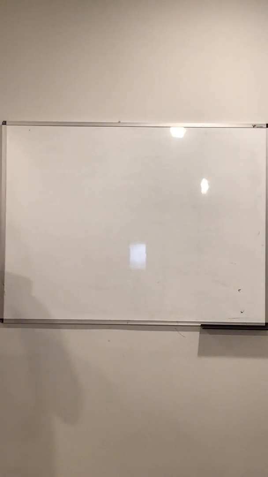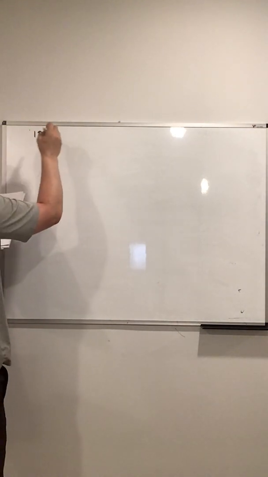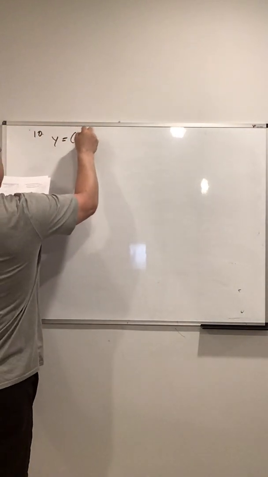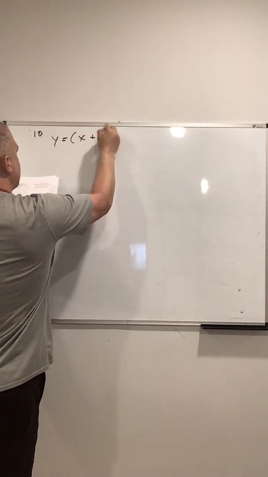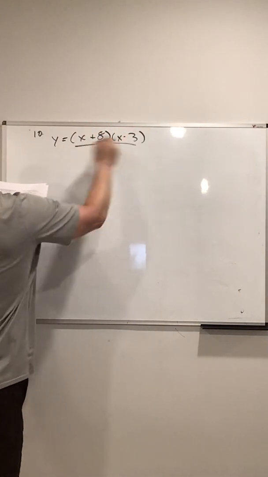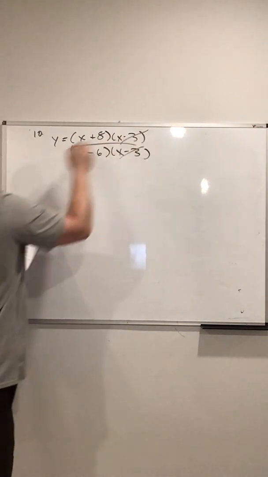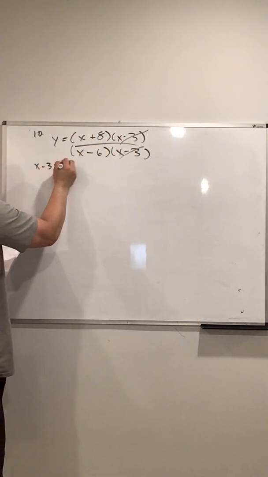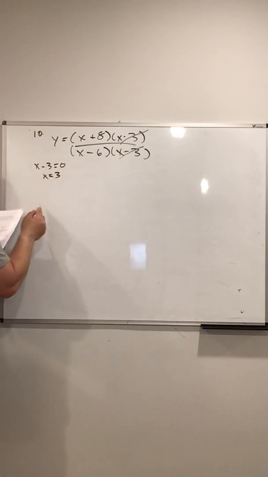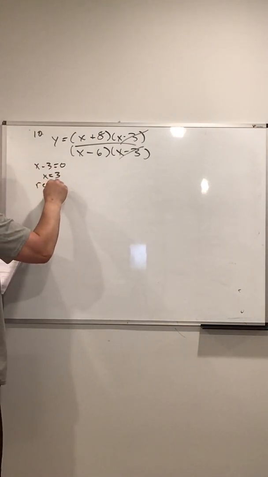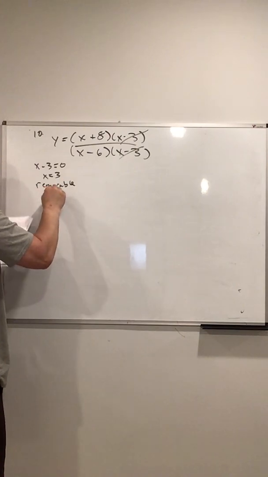Question 10. If I factored that, it would factor to (x + 8)(x - 3). The bottom, if I factored, would be (x - 6)(x - 3). That x - 3, the solution for that would be x = 3. So that's your removable point.